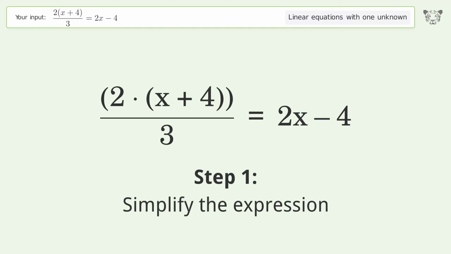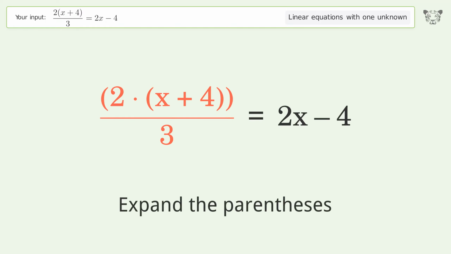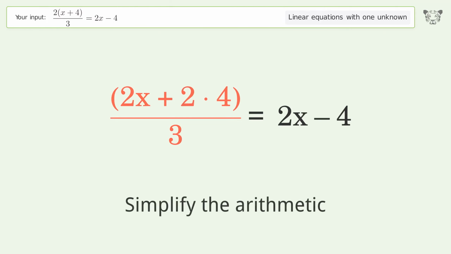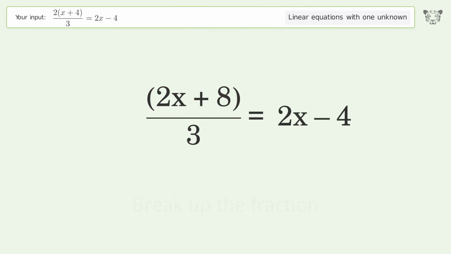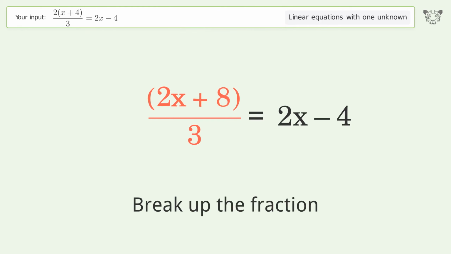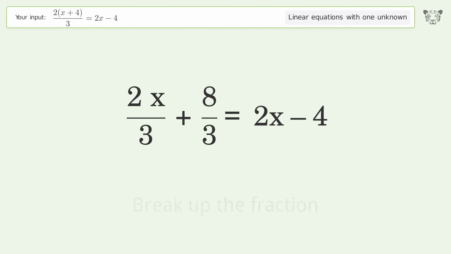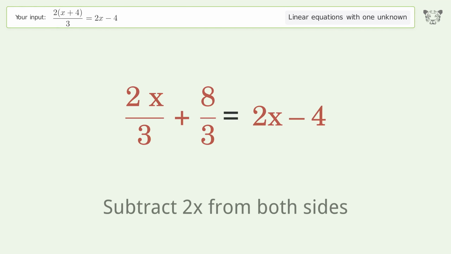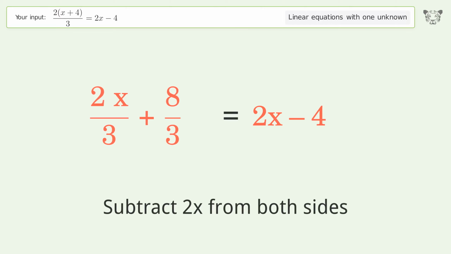Simplify the expression. Expand the parentheses. Simplify the arithmetic. Break up the fraction. Group all x terms on the left side of the equation. Subtract 2x from both sides.